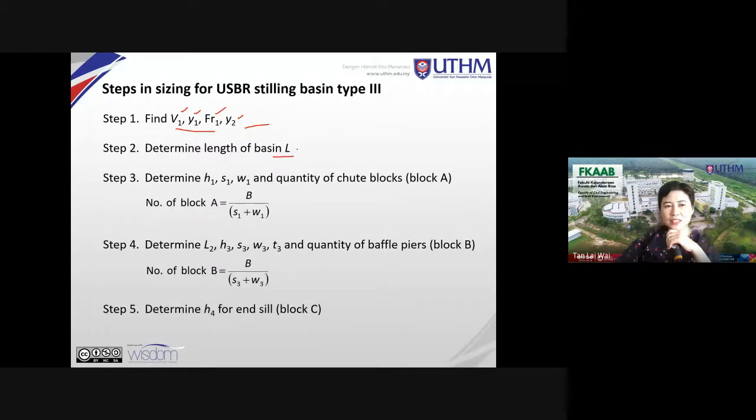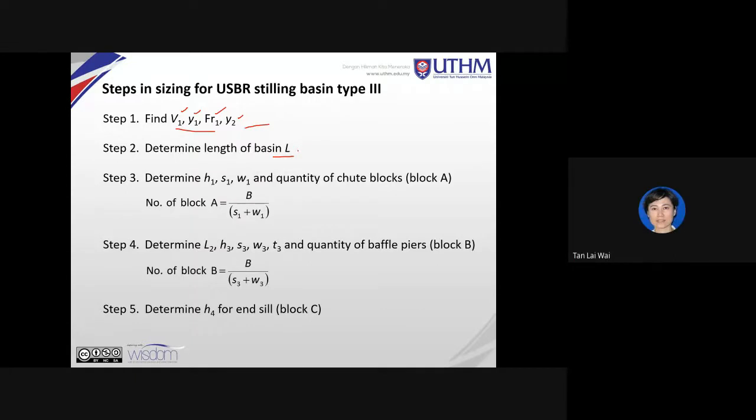If chart is provided, okay, if chart is not provided, you still can determine L2, right? Then after that, you can solve for block A. You can design for block A, find the height, the space, the thickness, the width, all right? And then the number of blocks. Okay, quantity of chute blocks, which is the number.